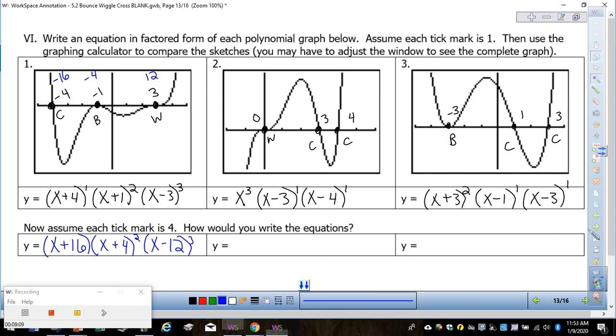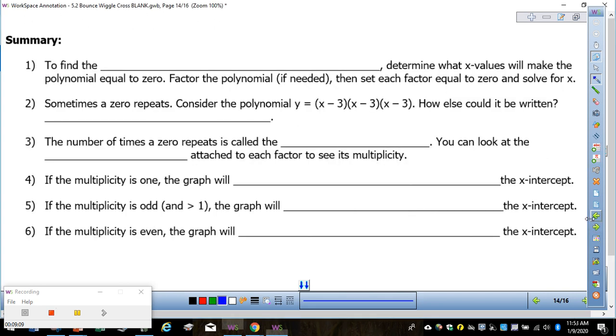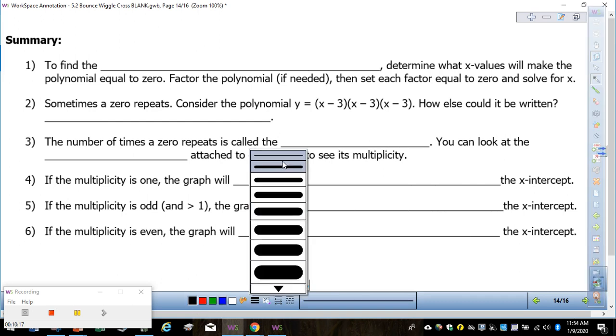Okay, let's go ahead and move on to the back side. So the last part of this is a little summary. Here we're going to reiterate some things that we've talked about already. We're going to add in one new piece of vocabulary that's going to be really important as we move forward in working with these polynomial graphs.